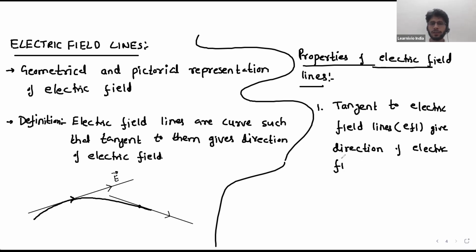So if I draw a tangent to the field line, then that tangent will give the direction of field. So if this is a field line, and I ask you to decide the direction of field at this point, what you will do, you will put a tangent here. This tangent will give the direction of field. Similarly, this is a field line. If I ask you to draw a tangent here, then this tangent will give the direction of field. So the tangent to electric field lines will give the direction of electric field.